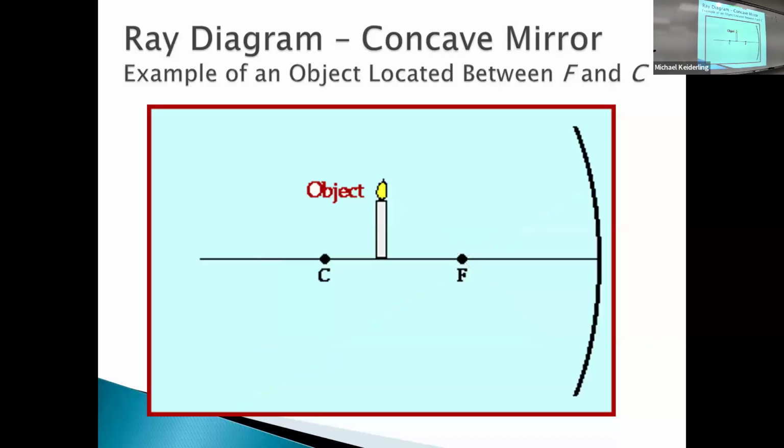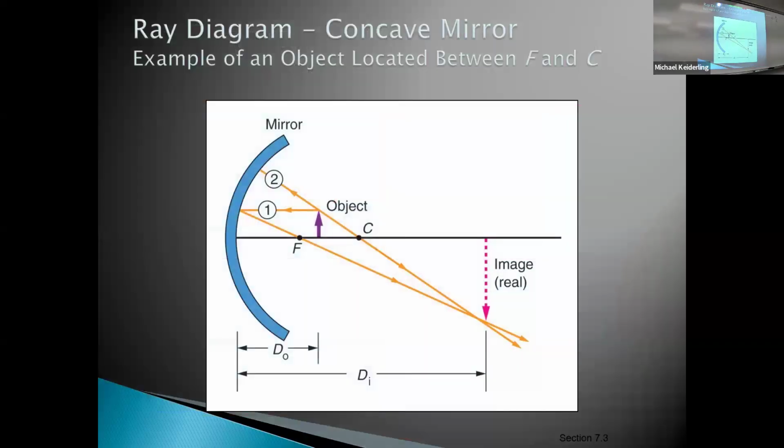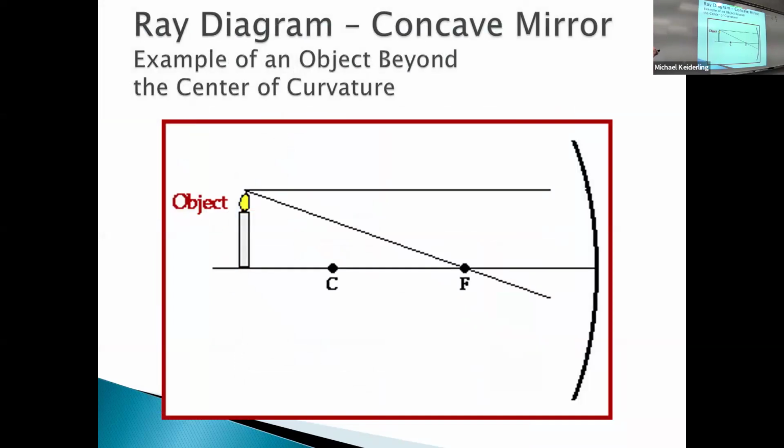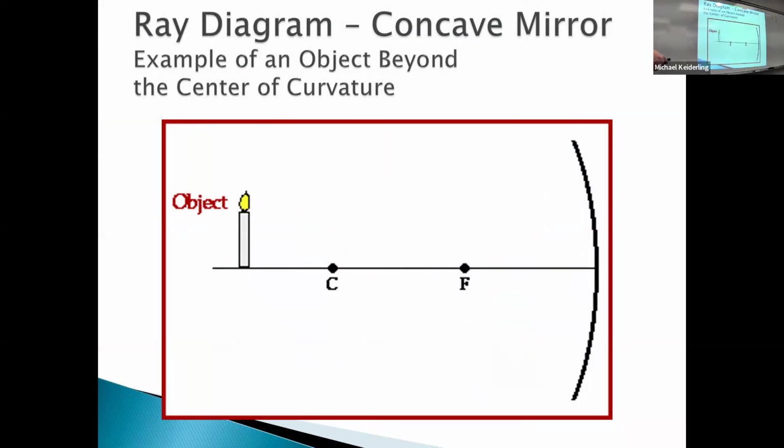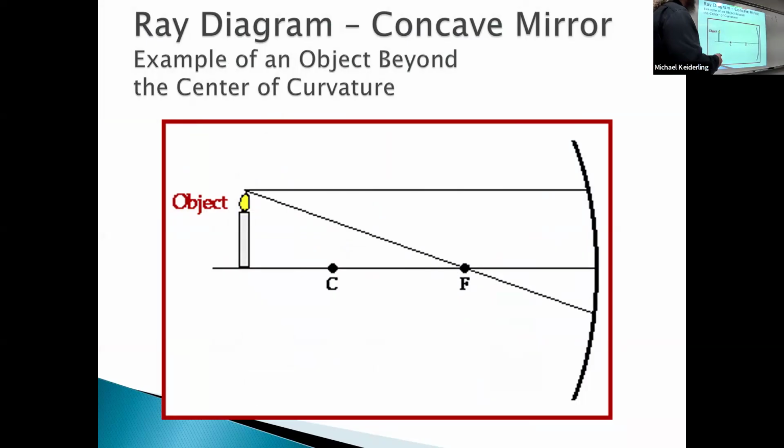If the object is beyond the center of curvature, you get a real image that is inverted, smaller than the object, and between the center of curvature and the focal point.